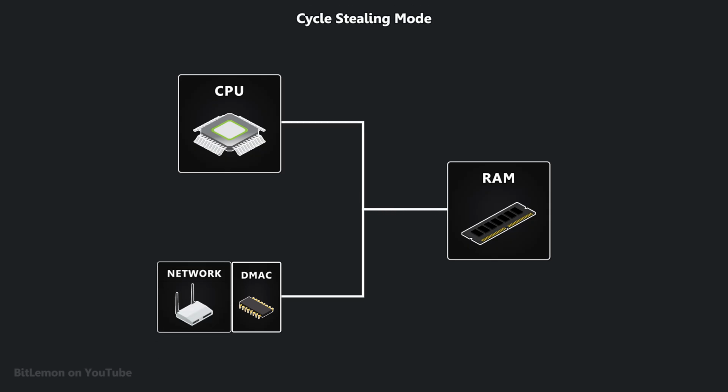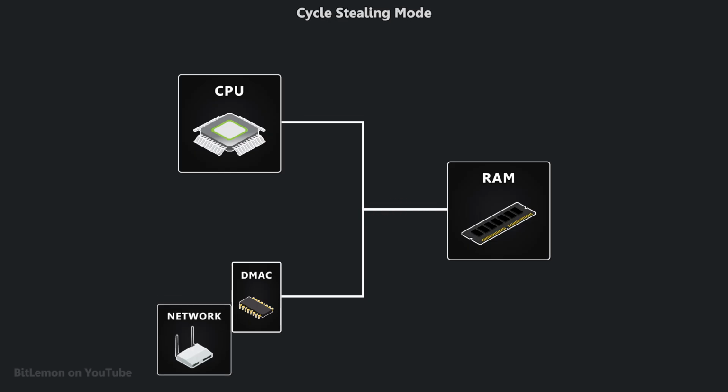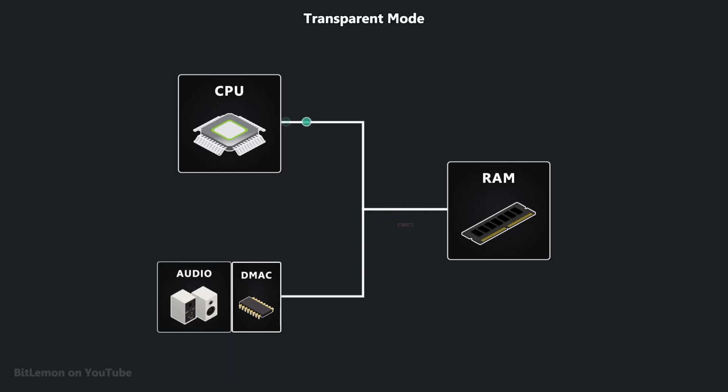Cycle stealing mode is used by devices that frequently transfer small amounts of data, such as network cards or sound cards. Here, the DMA controller takes control of the bus for just a few cycles at a time, allowing the CPU to continue execution with minimal interruptions. While this mode does introduce minor slowdowns, it is far less disruptive than burst mode, which locks the bus for an extended period. Transparent mode is the most CPU friendly.